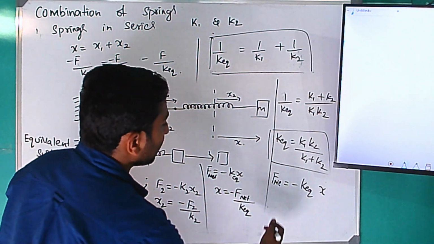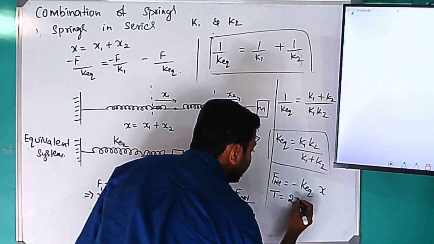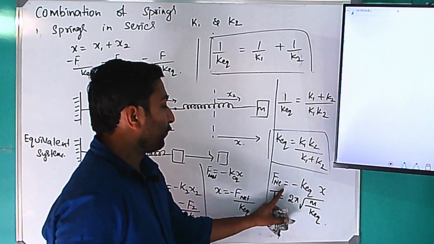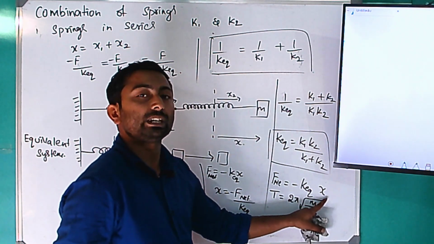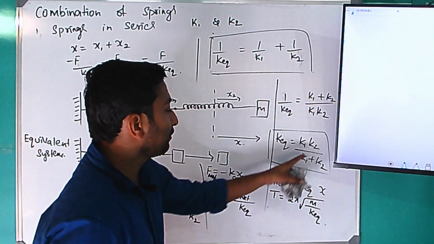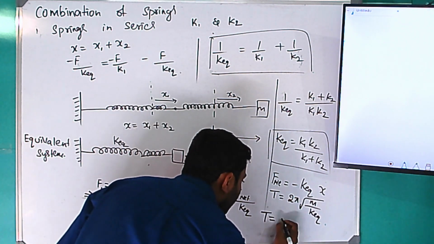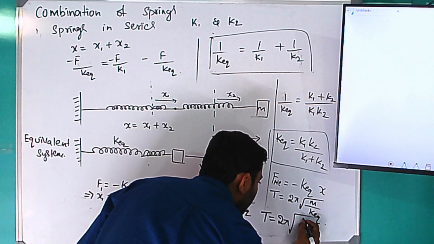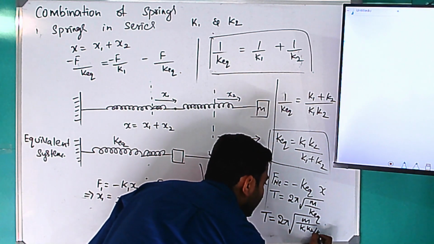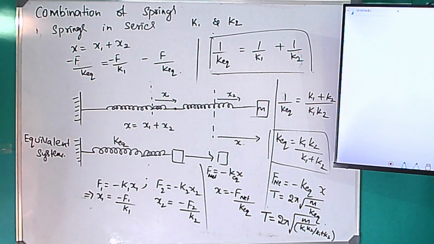So there is no space, so I will write here. If the force equation is this one, then the time period is given by T equals 2 pi square root of m divided by K equivalent. Understood? If the force equation is in this format, then the time period is given by 2 pi square root of m by K equivalent. What is K equivalent? K1 K2 divided by K1 plus K2. Therefore, the time period of this system is T equals 2 pi square root of m divided by K1 K2 divided by K1 plus K2. So that is the time period of this system.